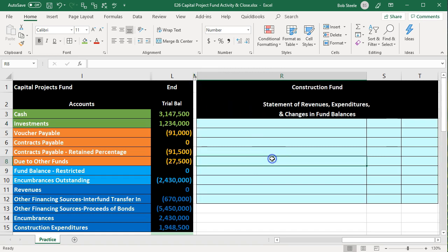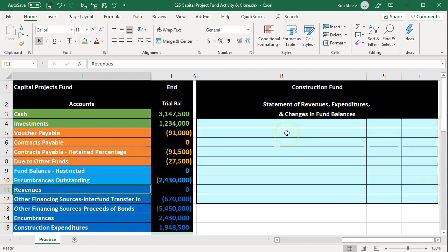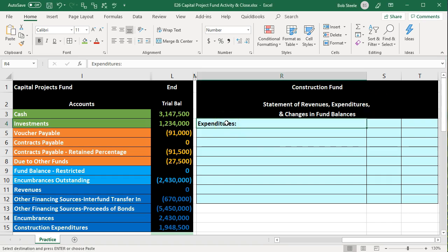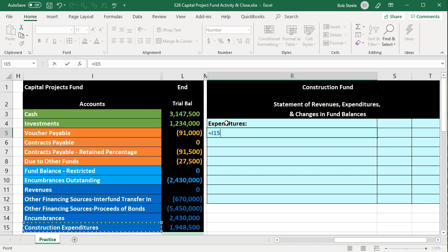Okay. So now we're concentrating down here in the dark blue area. Now, that would start off with revenue, but we don't have any revenue, which isn't totally unusual with the capital projects fund, because the capital projects fund is there to track capital projects, often financed by something other than revenue, such as other financing sources. So we're going to start off without revenue. We're going to start off with expenditures, because the other financing sources and uses typically go below the revenue and expenditures. So we have expenditures, and then we're going to say that we had the construction expenditures down here.